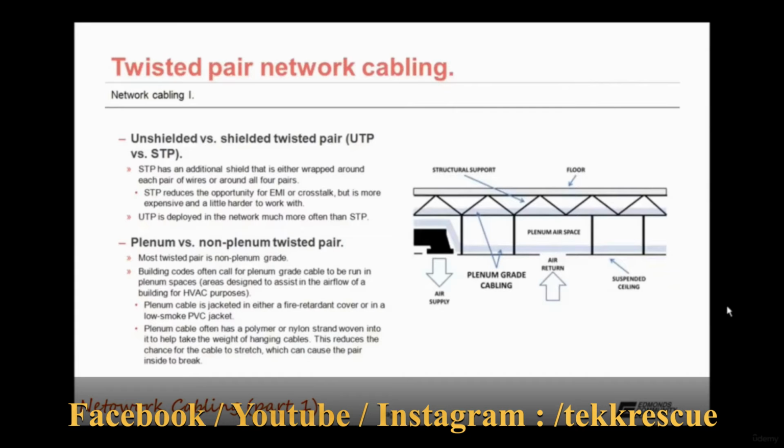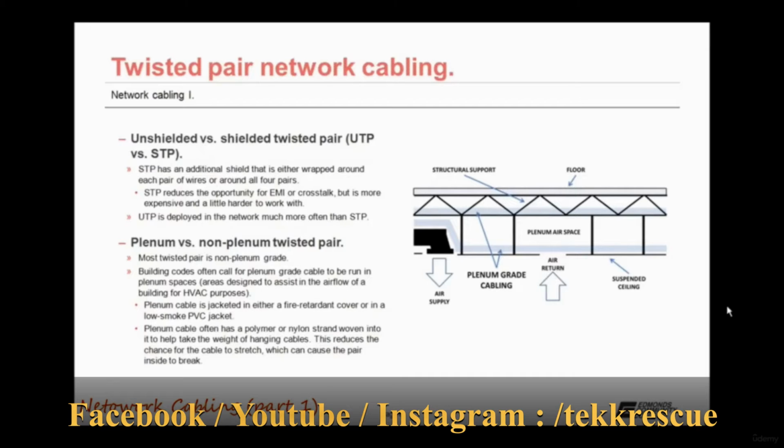There are also plenum and non-plenum types of twisted pair. Most twisted pair cabling is non-plenum grade, but building codes often call for plenum grade cable to be run in plenum spaces. Now, a plenum space is that area that is designed to assist in the airflow of a building for HVAC purposes. And most often, the plenum is that space between the false ceiling and the actual ceiling. Plenum cable is jacketed in either a fire retardant cover or in a low smoke PVC jacket. Plenum cables often have a polymer or nylon strand woven into the cabling or into the jacket to help take the weight of hanging cables.